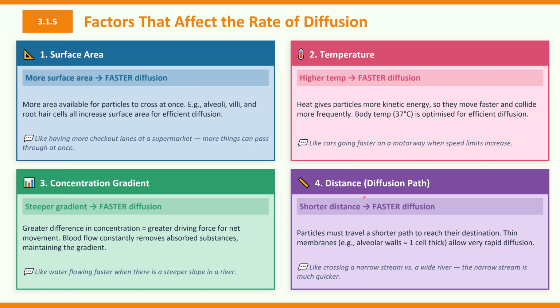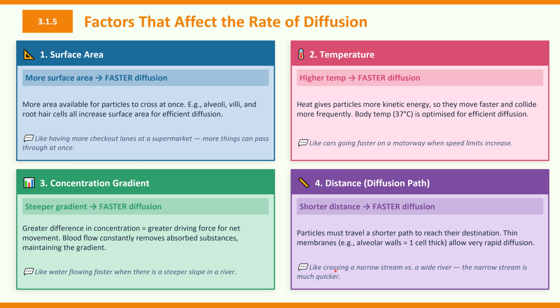Fourth is the diffusion path. Shorter distance, faster diffusion. Particles must travel a shorter path to reach their destination. A thin membrane, for example alveolar walls that are 1 cell thick, allows very rapid diffusion. Like crossing a narrow stream versus a wide river, the narrow stream is much quicker.